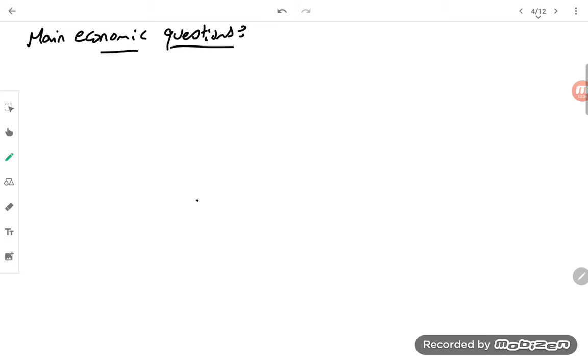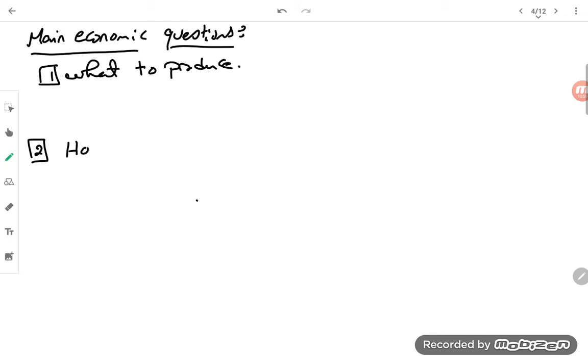There are three main economic questions that should be answered by any country or by any producer. Number one, what to produce. Number two, how to produce. And number three, for whom we are going to produce.